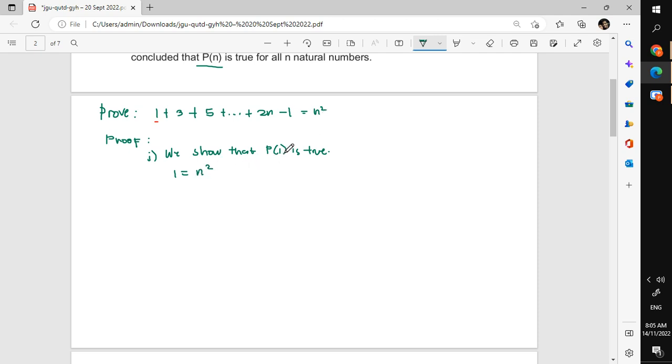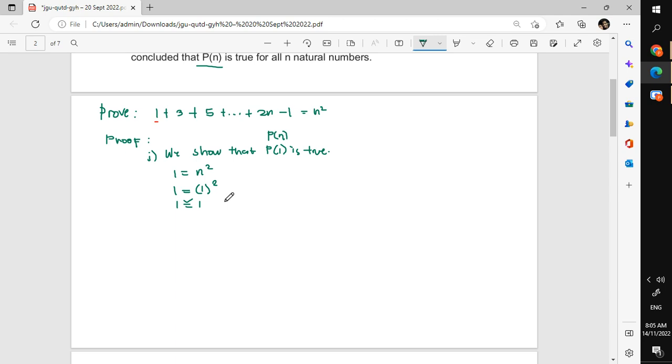Now take note, the value of our n in here is just 1 because this is originally from the form P of n. So we will replace n by 1 and we have to copy the exponent. We have here 1 is equal to 1 squared, or 1 times 1, that is just 1. So we have successfully shown that P of 1 is true.